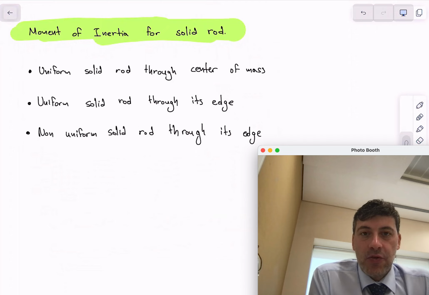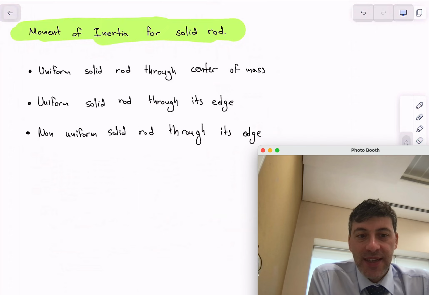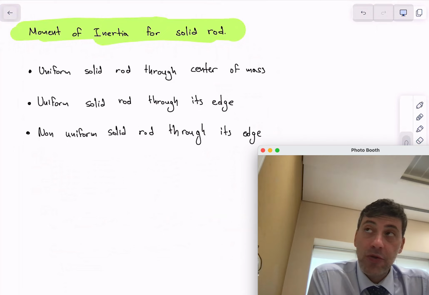And in this video, we'll see how we can calculate the moment of inertia for a solid object, and more specifically for a solid rod that is rotating through its center of mass or through one of its edges, or for a non-uniform rod that again is rotating through its edge.